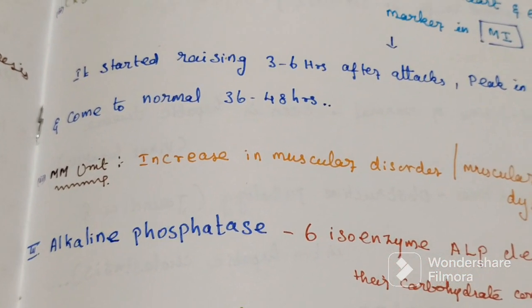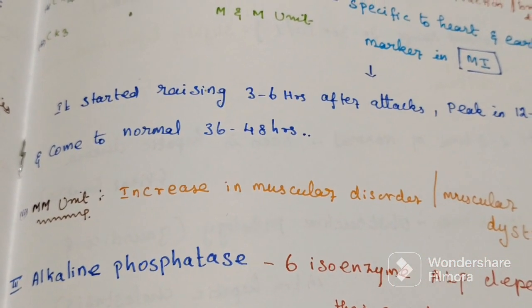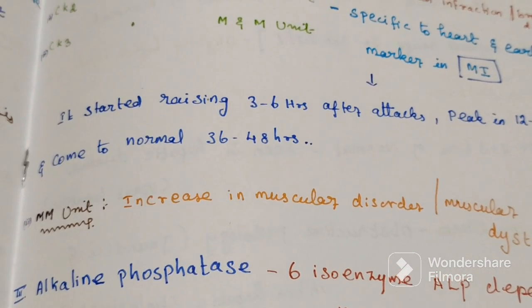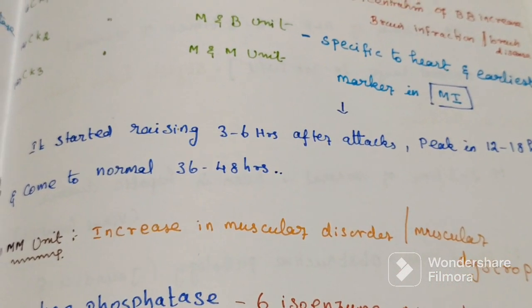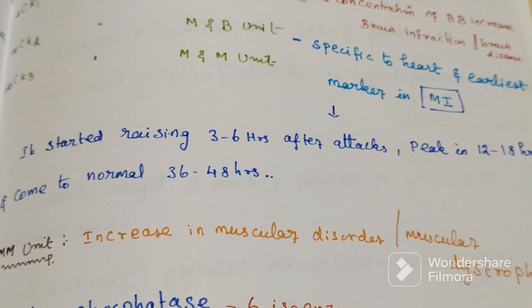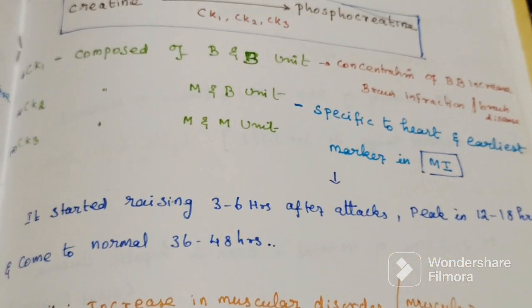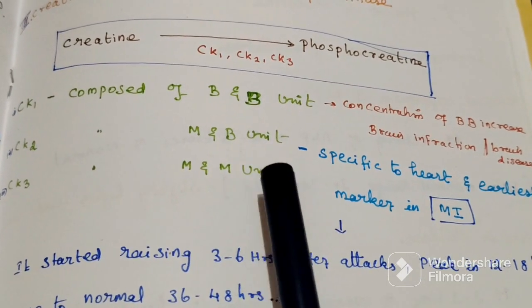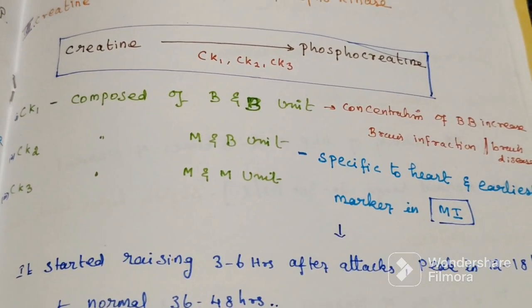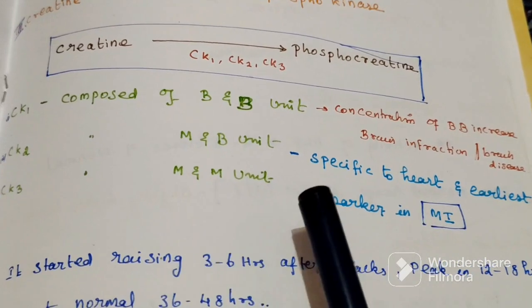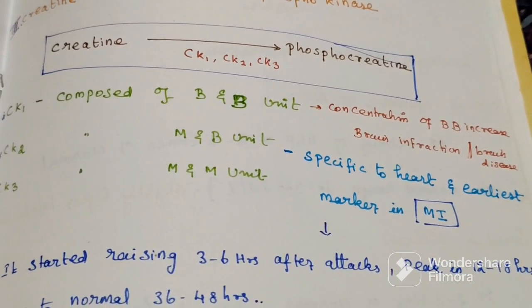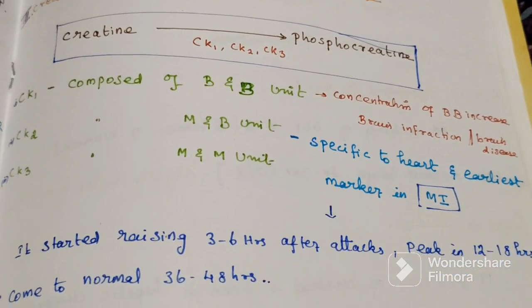So this is about CK, creatine kinase. It catalyzes the same reaction, but the isoenzymes differ in electrophoretic mobility and their components, that is BB, MB and MM units, and in tissue of origin: brain, heart, and muscle.